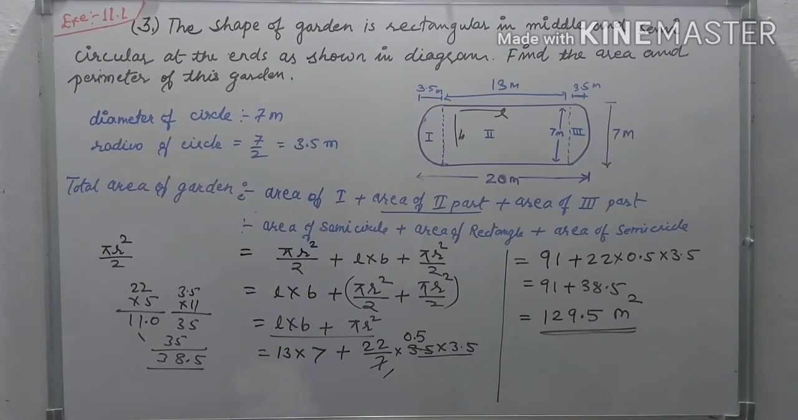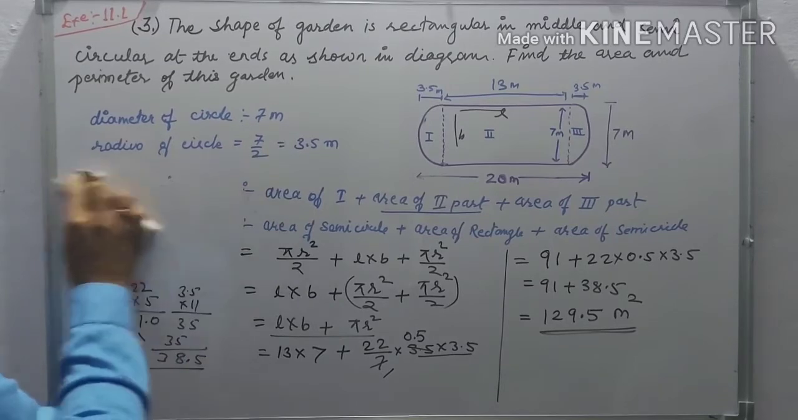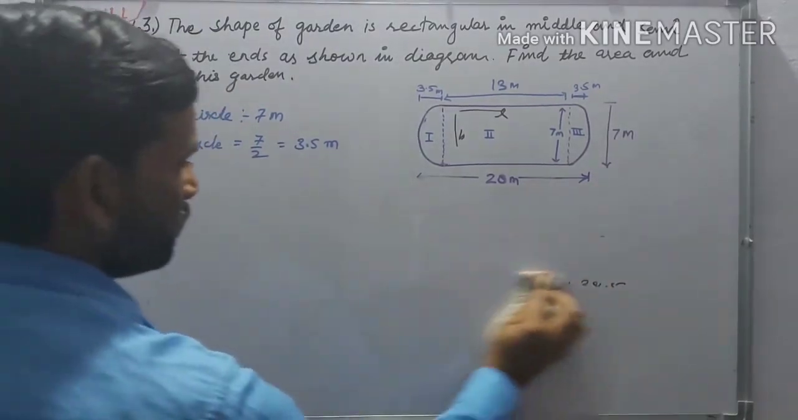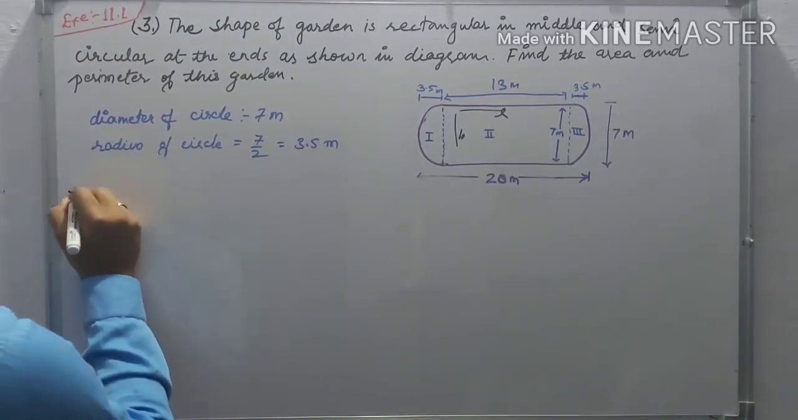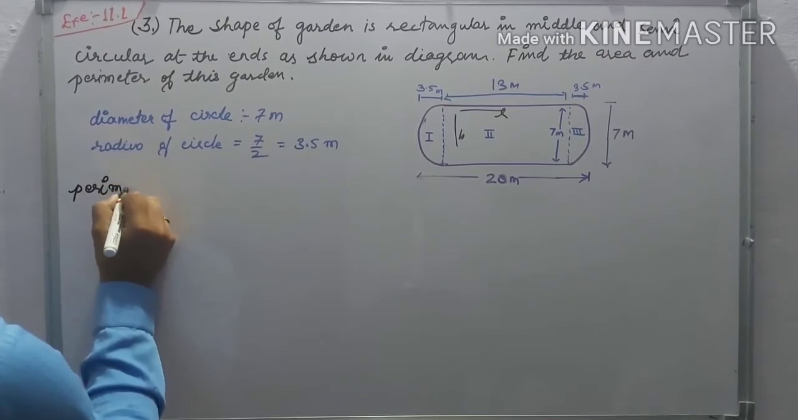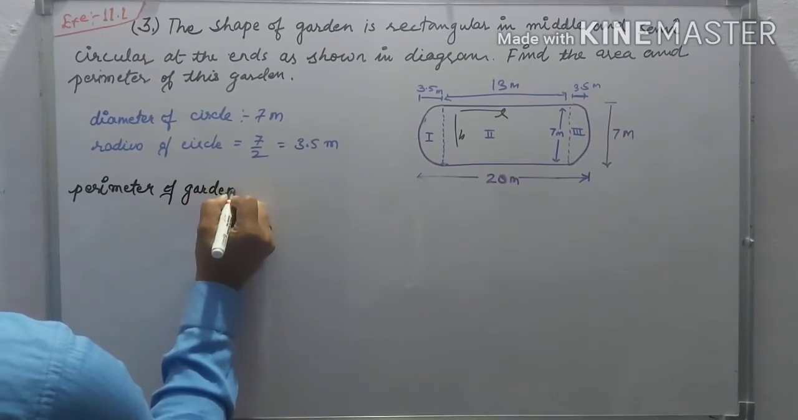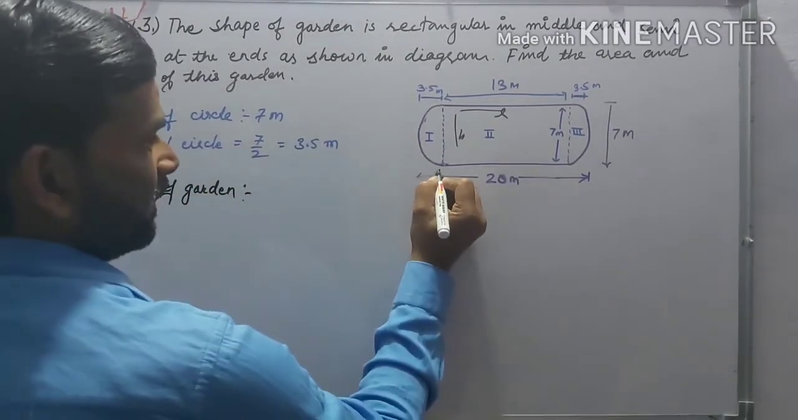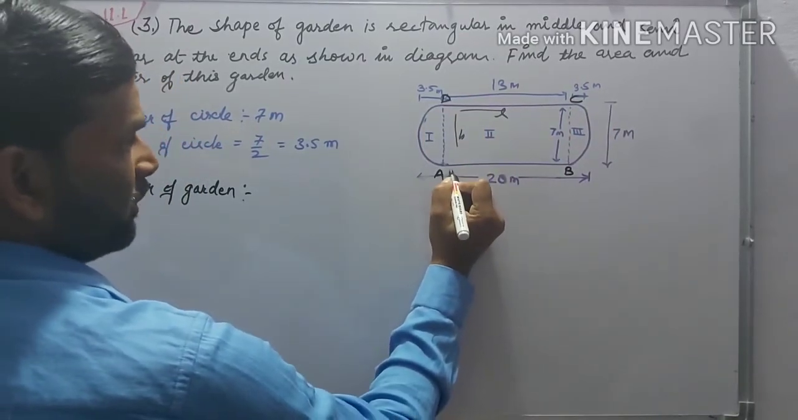And the second question is to find the perimeter of the garden. So now write perimeter, same process. Suppose you run around A, B, C and D. First we start at A.